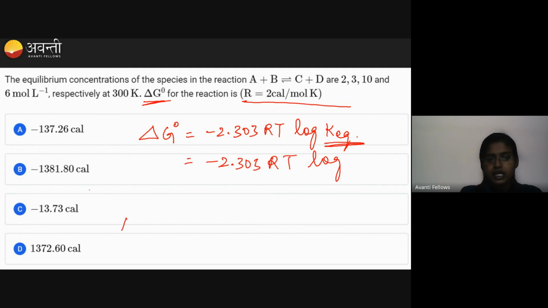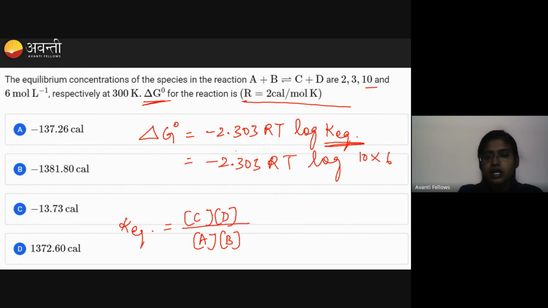Now how to write the equilibrium constant? It is equal to the product of product concentrations divided by the product of reactant concentrations. So I have to substitute this in place of KEQ. Now, the concentrations of all the reactants and products are given, right? For C it is 10 and for D it is 6 mole per liter. For A it is 2 and for B it is 3. Now substitute, cancel out, and simplify this.